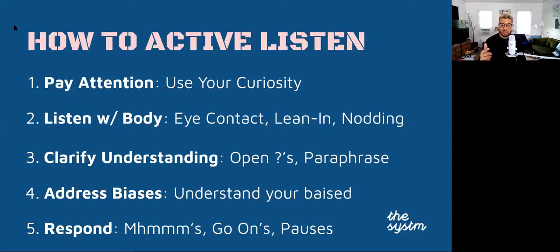Next, we talk about clarifying understanding. Clarifying understanding is about asking the open questions and paraphrasing. Then the 4th is being able to constantly address your biases. We are all biased. It is our manner of enculturation. And then lastly, it is to respond. You never allow for someone to just talk and you sit there silently. It's the go-ons, and it's the deep pauses.